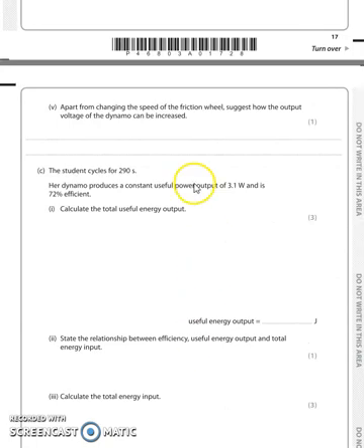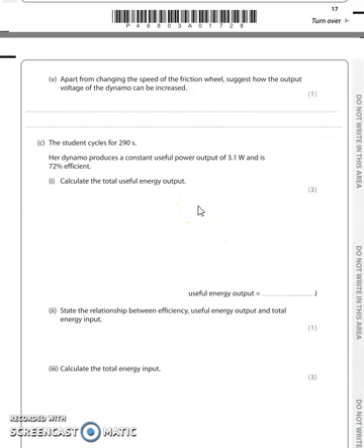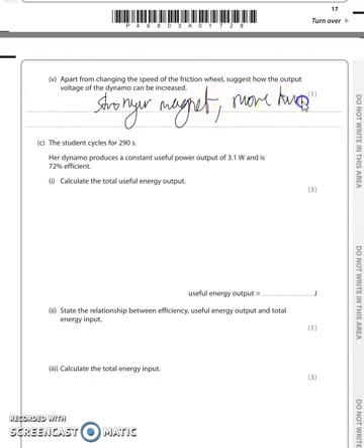Apart from changing the speed of the friction wheel, suggest how the output voltage of the dynamo could be increased. This is a very obvious one. You could use a stronger magnet, and then you get more field lines being cut because there are more field lines from the stronger magnet. Or you could have more turns on the coil. So if there's more turns, you cut more field lines because there is more coil to cut the field lines.